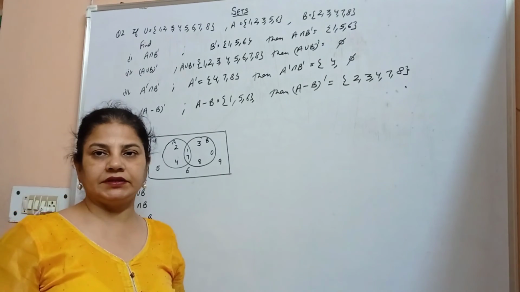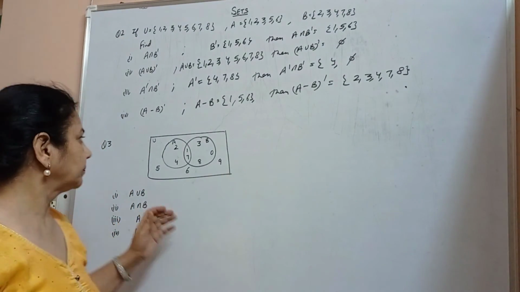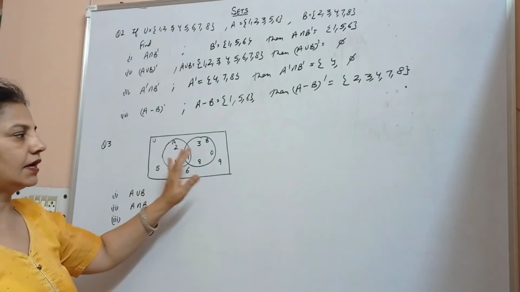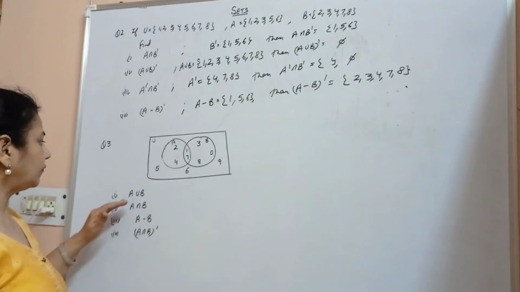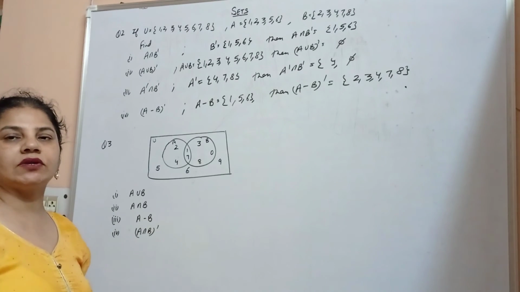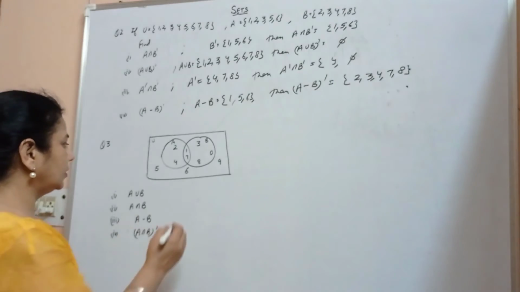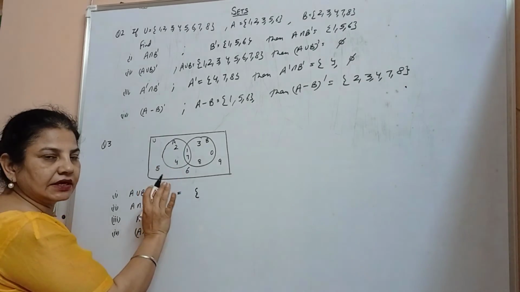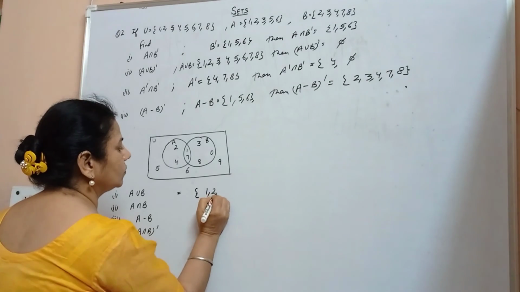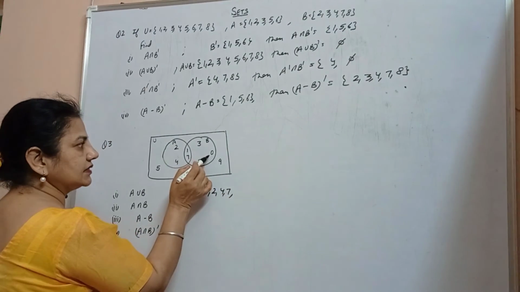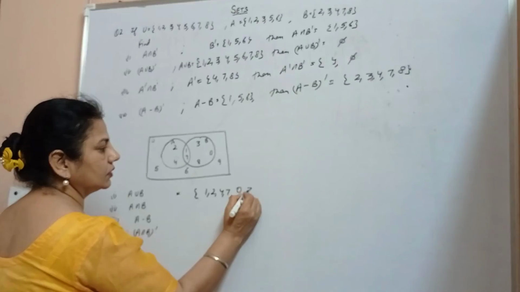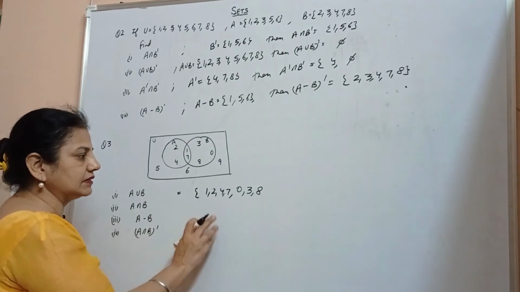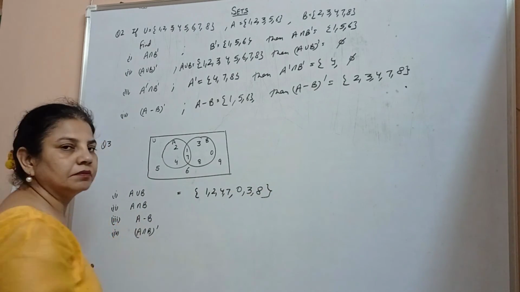Observe the Venn diagram and find the sets. In the Venn diagram, the universal set is given to you. Some elements are in set A and some elements are in set B. We have to find A union B. A union B means all the elements of set A as well as B. 1, 2, 4, 7 are in set A, so I will write 1, 2, 4, 7. And in set B, 0, 3, 8. 1, 7 is also there, but I have already written 1, 7, so I will write it only once. So this is the set A union B.